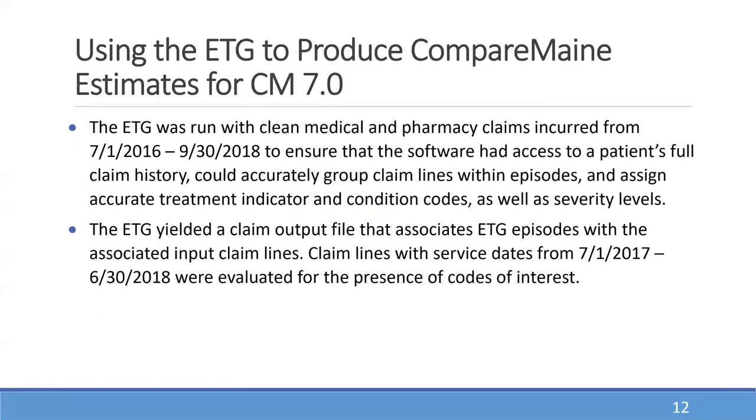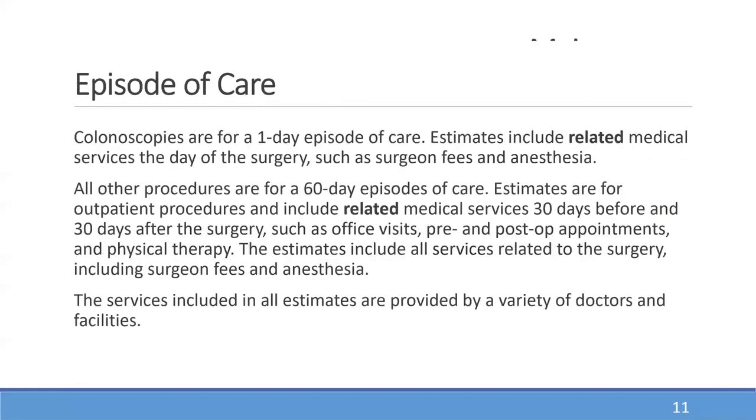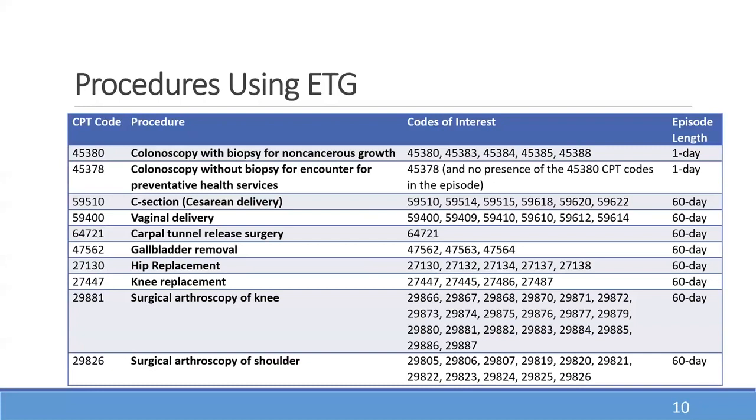But then when we produce the estimates that appear in CompareMaine, we take the ETG output file and associate it with the episodes with claim lines with service dates from July 1st, 2017 to June 2018. And that period is evaluated for the presence of the codes of interest. And as a reminder, the codes of interest were the ones that were on this previous slide for each of the different surgical procedures.